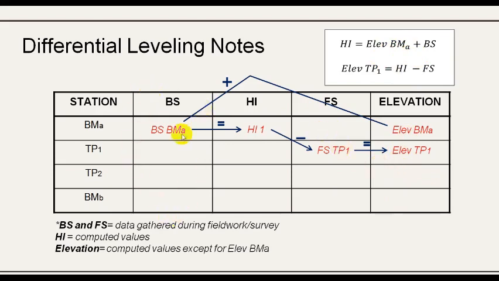Then, also remember this: backside and foresight, ato na siyang gather or makollect na data during fieldwork or survey. Then for the HI na column, computed values ni siya as well as for the elevation except sa atong known elevation, which is the elevation of benchmark A.